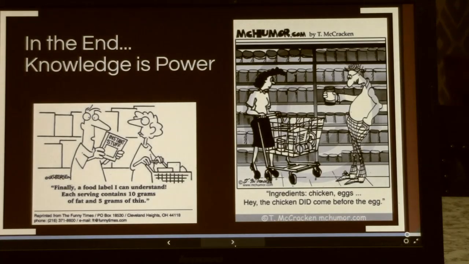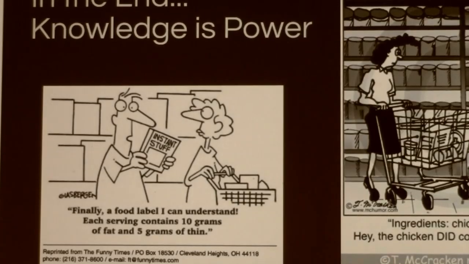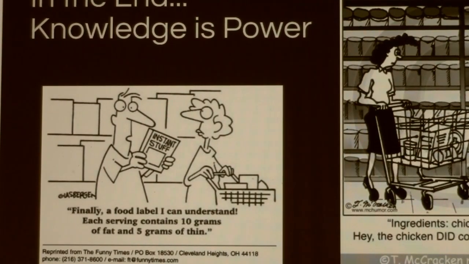Okay, and just to end on a little humorous note, I can try to zoom in on our little funnies here. Finally, a food label I can understand. Each serving contains 10 grams of fat and 5 grams of thin. And then the other one, ingredients, chicken, eggs. Hey, the chicken did come before the egg. So just trying to put a little label humor in there.